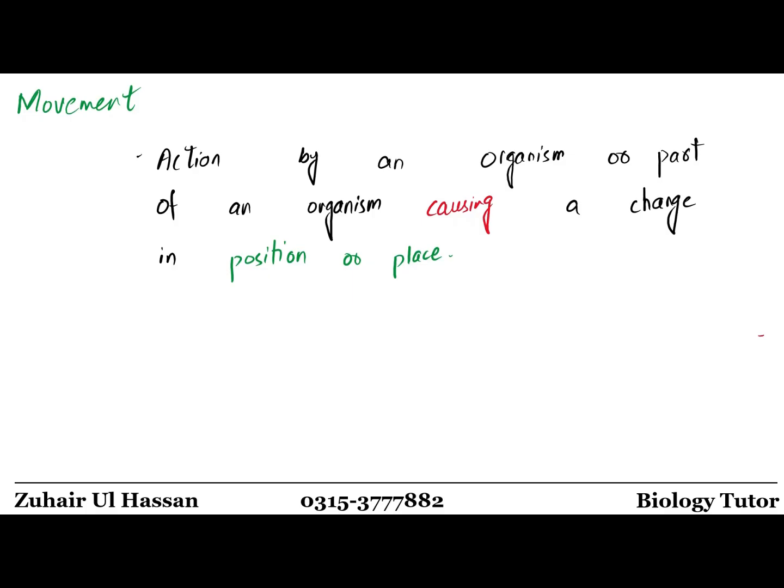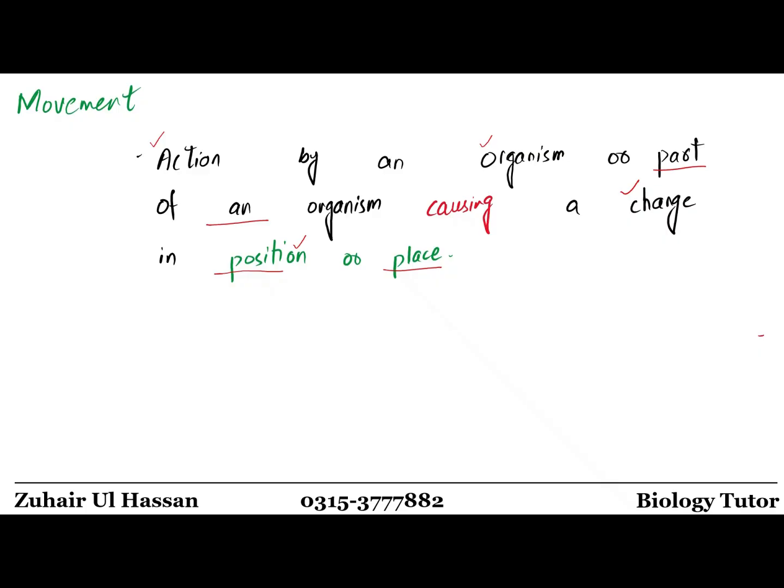First of all, movement. Movement is an action that will be performed by the whole organism or by a part of that organism. Due to that action, there will be a change, either in position or in place. For example, right now I am in a sitting position, and if I perform an action due to which I stand up, I have changed my position, and that's a movement.